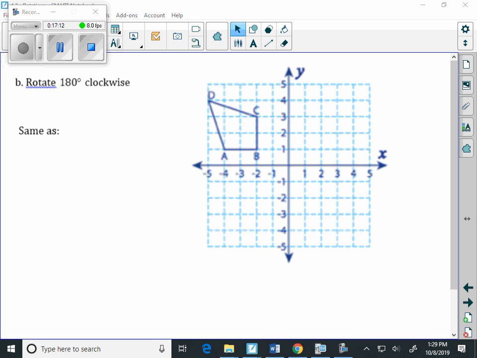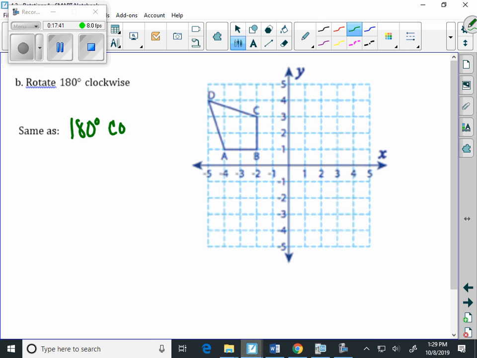This time what we're going to do is rotate this particular picture 180 degrees clockwise. Well, the nice thing is that it doesn't matter if we go for 180 degrees clockwise or counterclockwise. We still end up in the same place. So it's the same as 180 degrees counterclockwise. And the rule for 180 degrees counterclockwise is no flip, but change both signs.